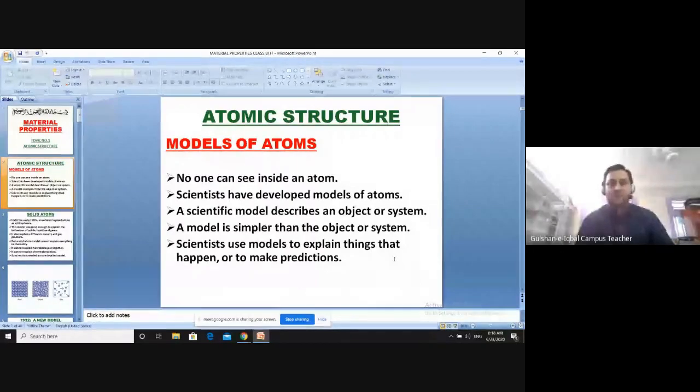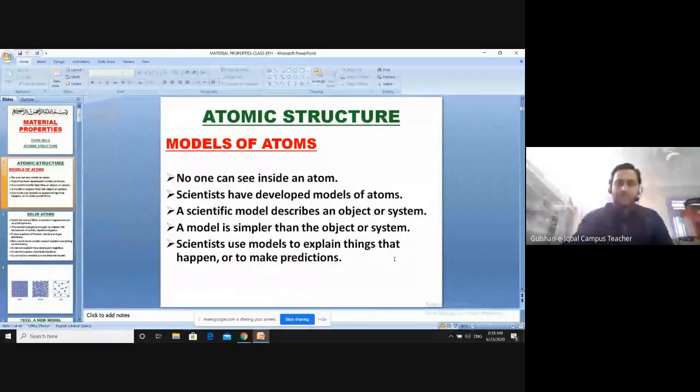And a scientific model, you know, is a very simple thing as compared to its original object. Like for example, the original object may be more complex than what the model explains. So what is the model doing? It is simplifying the things for you. It is predicting for you something so that you can study that easily. That is what the model of atom, or model of anything, can represent to you.